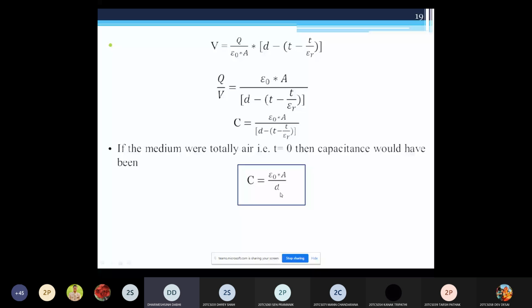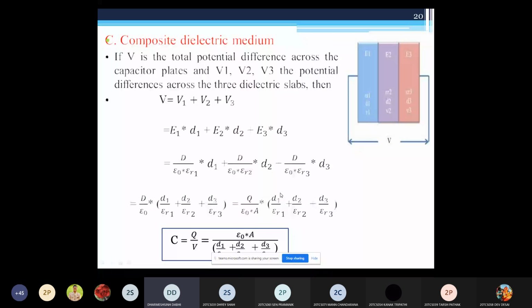Then third, we derived the equation for capacitance if three dielectric media are placed between the two conducting plates, three different dielectric media. So you get three different voltages across each dielectric medium. Last, we derived the capacitance as epsilon 0 A divided by D1 upon epsilon R1, where epsilon R1 is the relative permittivity of the first dielectric material and D1 is its thickness. In the same way, plus D2 upon epsilon R2 plus D3 upon epsilon R3. That is the equation for composite dielectric material, two or three different dielectric materials placed between the two conducting plates. At that time you can use this equation to calculate the capacitance.